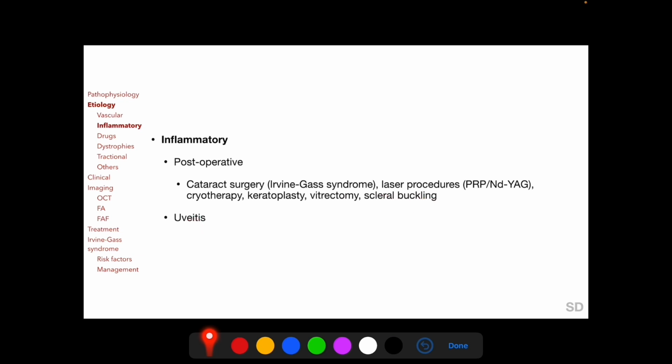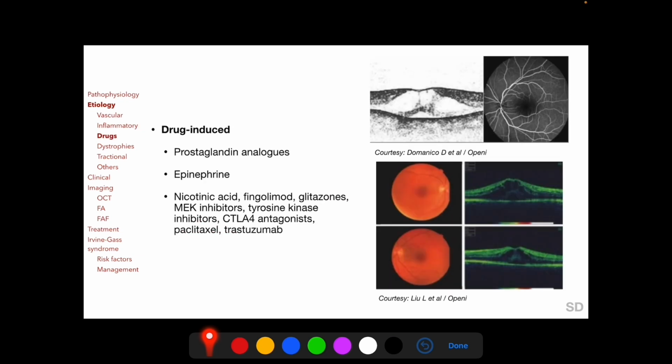uveitic causes of CME. CME can also be caused by certain drugs such as prostaglandin analogs, which we use topically to treat glaucoma, epinephrine, which we use intraocularly intraoperatively, and systemic drugs such as nicotinic acid, fingolimod, and glitazones. This OCT belongs to a patient with nicotinic acid-induced CME, which characteristically does not show any leakage on fluorescein angiogram. These photographs show bilateral CME from fingolimod therapy.